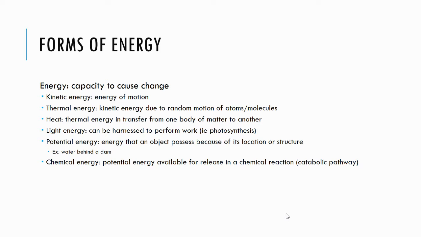Light energy can be harnessed to perform work, like during photosynthesis. And potential energy is the energy that an object possesses because of its location or structure. So you can think about maybe the water behind a dam has lots of potential energy. And finally, chemical energy is potential energy available for release in a chemical reaction. So this would be a catabolic pathway.